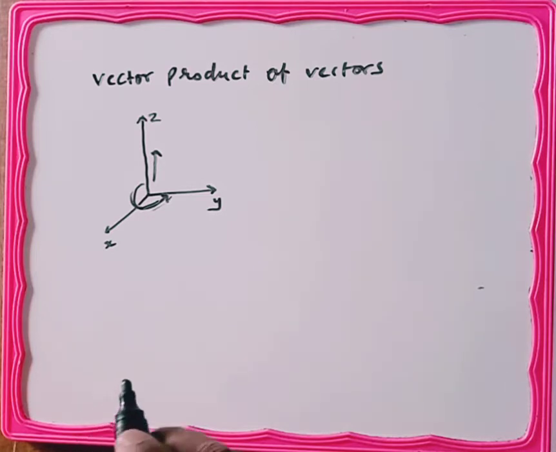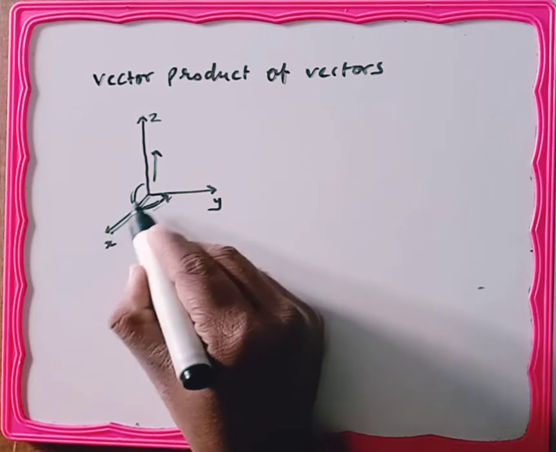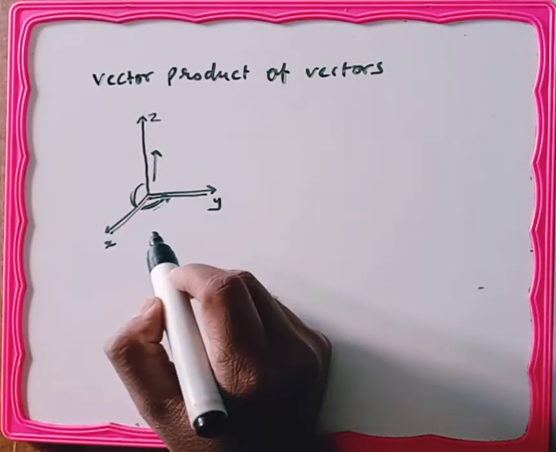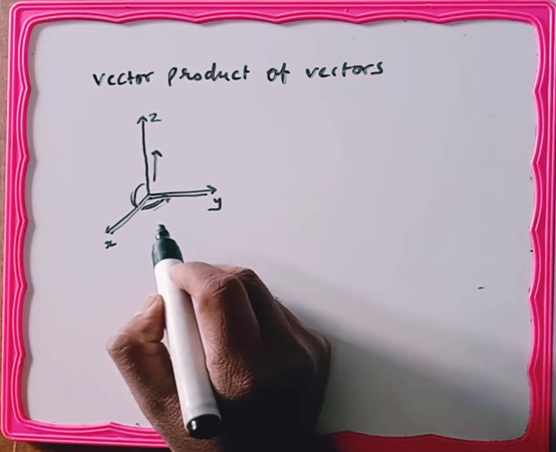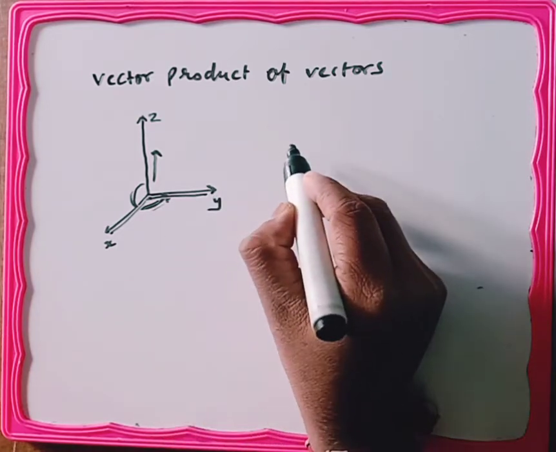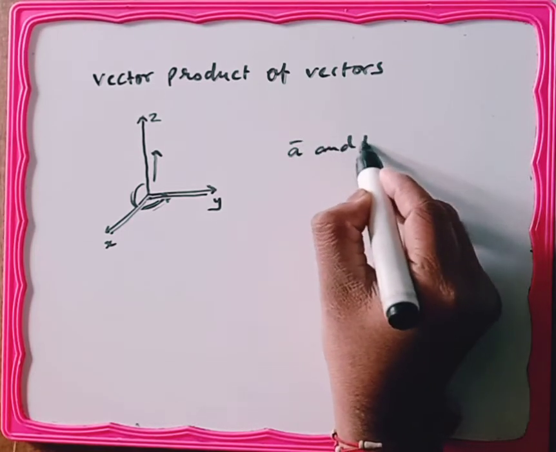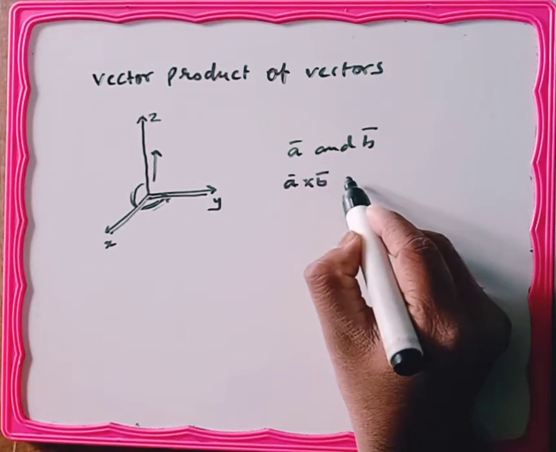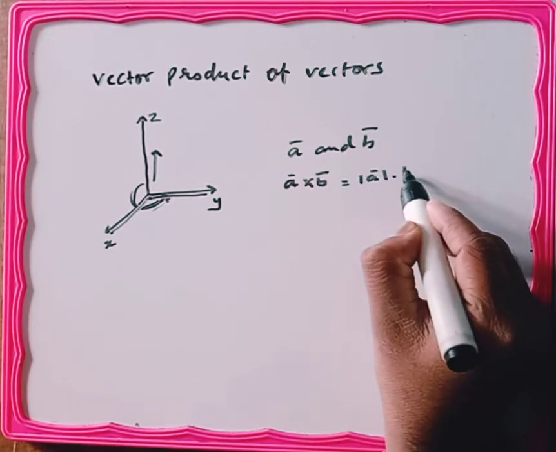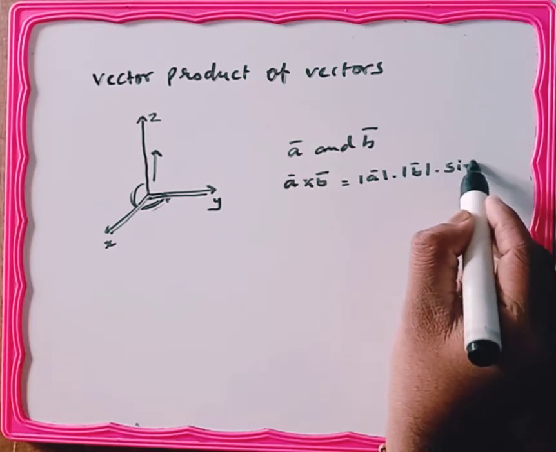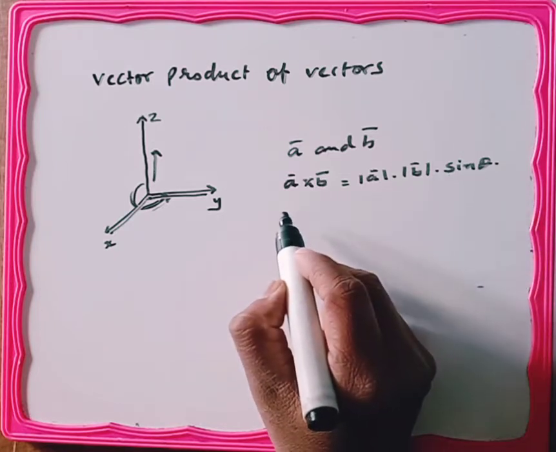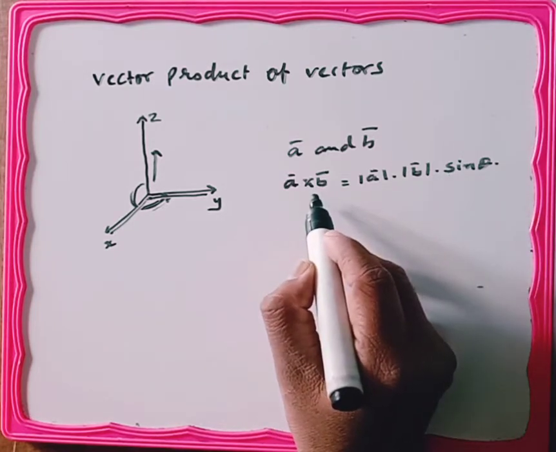Here, if we take the cross product of the two vectors x and y, then the direction of the resultant vector will be perpendicular to x and y. And so we can say that the vector product of two non-zero vectors a bar and b bar will be given by a bar cross b bar, which equals magnitude of a bar times magnitude of b bar times sin theta, where theta is the angle between a bar and b bar.